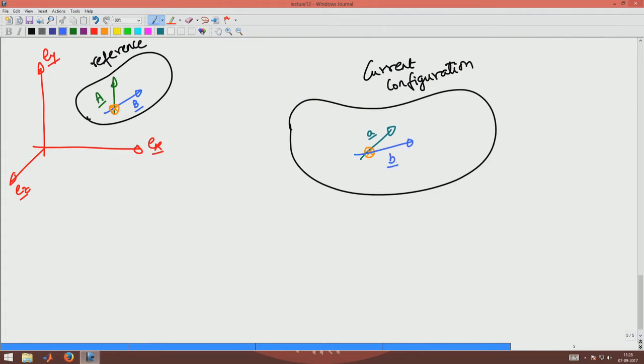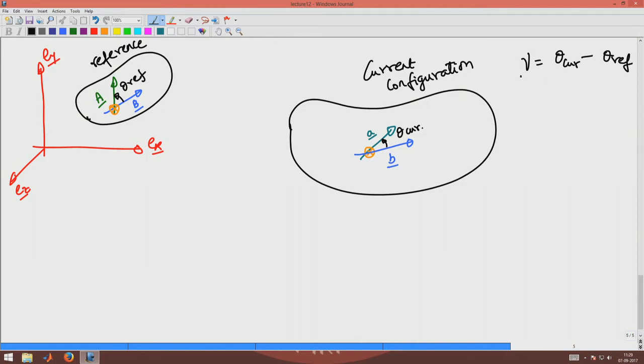Okay. Now, let us say initially the angle measured from A to B is theta ref, and the angle measured from B to A in the current configuration is theta current. Here I measure the angle from B to A, here also I measure the angle from B to A, here the angle is theta ref and here the angle is theta current. Now, I want to find gamma, which is theta current minus theta ref, that is the change in angle I want to find.